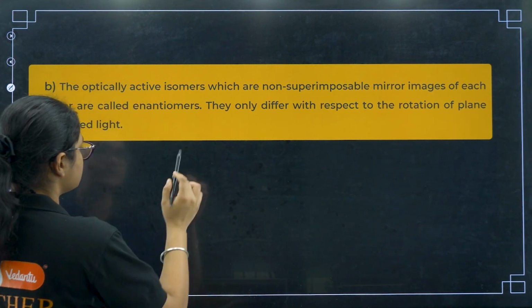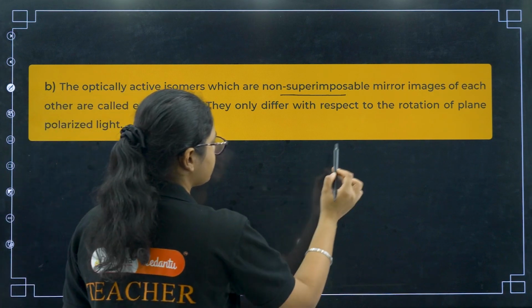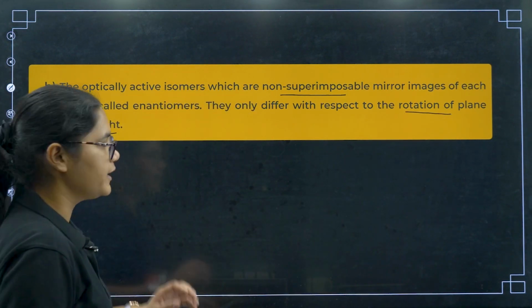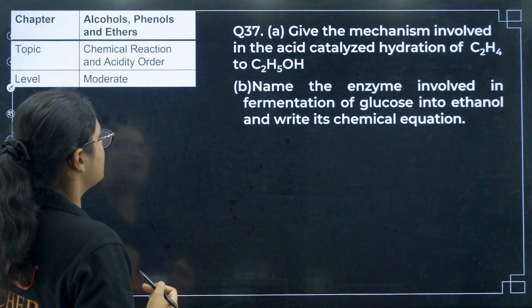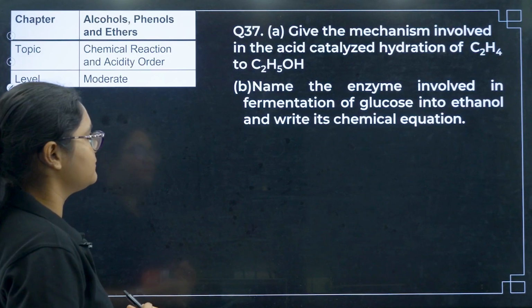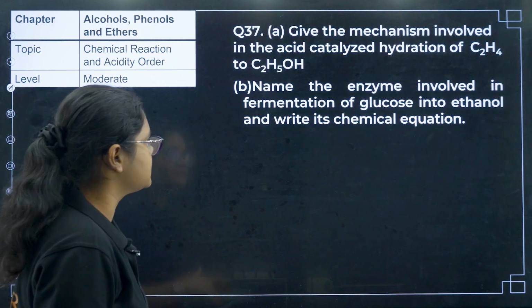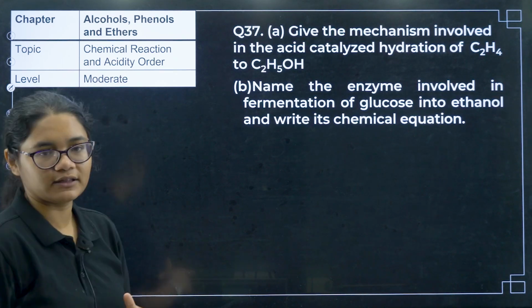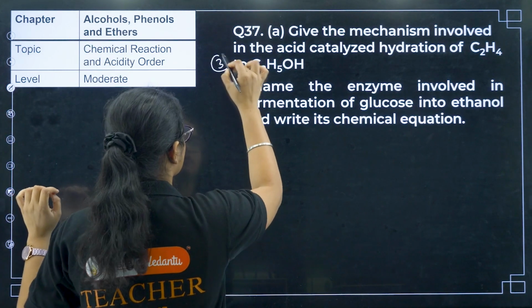Next, what are enantiomers? Enantiomers are non-superimposable mirror images, and the only thing that they differ is the rotation of plane polarized light. Okay, so this one will give you 2 marks here, so total 5 marks. Next, give the mechanism in. So now we are going to alcohols, phenols and ethers chapter. Give the mechanism involved in the acid catalyzed hydration of ethene to ethanol. So this itself is a 3-step reaction, so this will give you 3 marks.